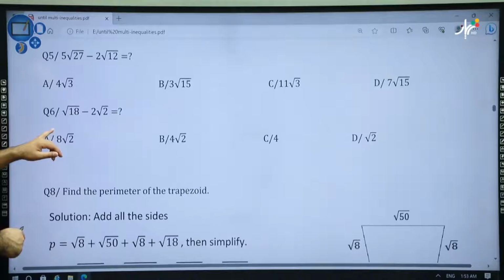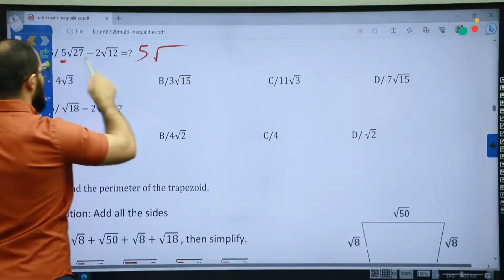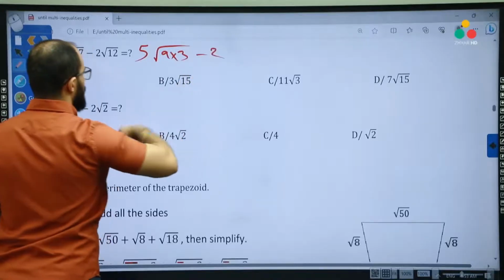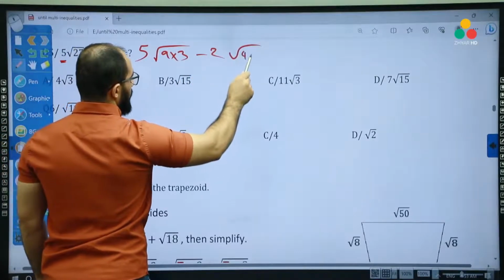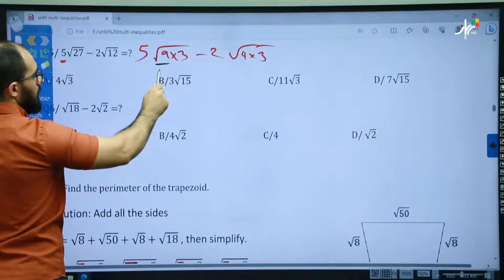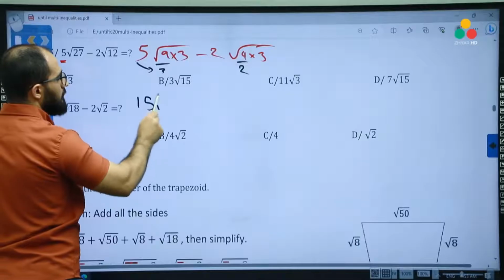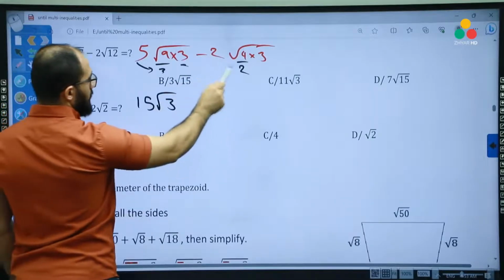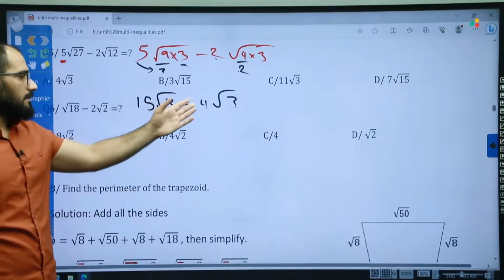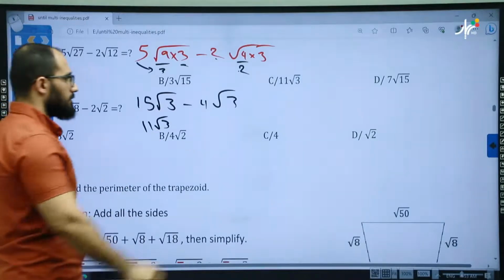Question 5. Again, it's the same number. We have 5, and instead of 27, you are going to write 9 times 3, minus 2 times 4 times 3. Okay? Then 9 is going to be 3, 4 is going to be 2. 5 times 3 is 15 square root of 3. 2 times 2 is 4 square root of 3. So we have 15 minus 4, which is 11 square root of 3. So the answer is C.